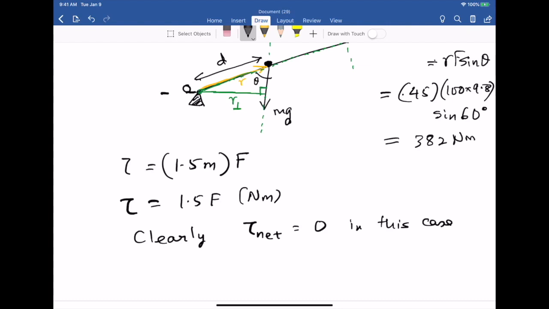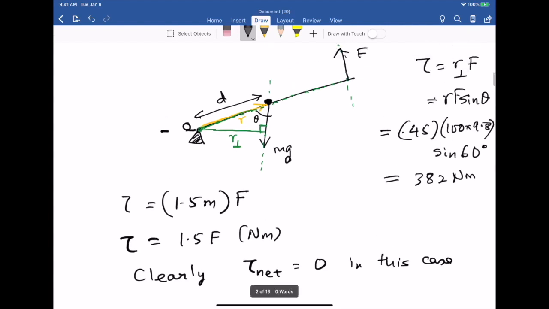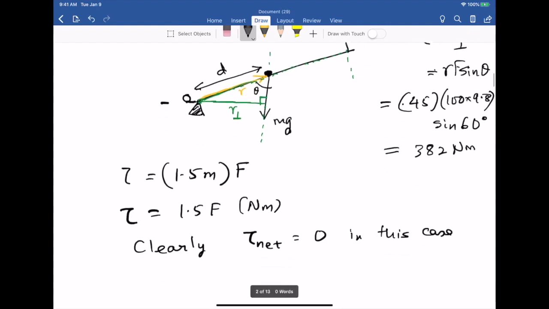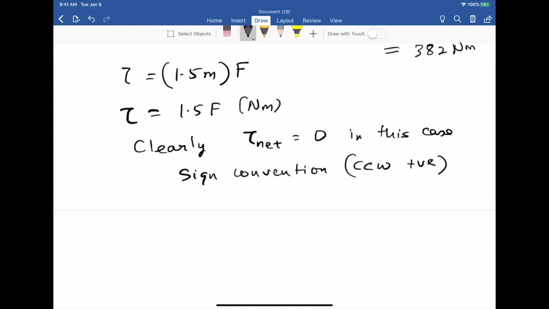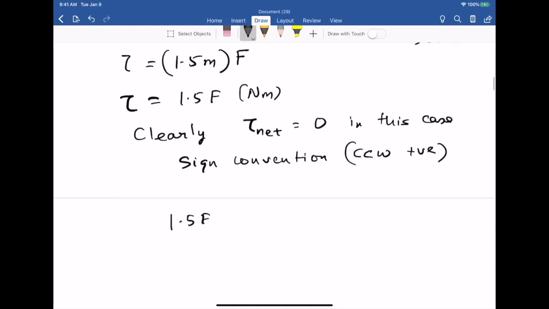So mg is a clockwise torque, whereas F is a counterclockwise torque, right? F exerts a counterclockwise torque. So if we use the sign convention, you can choose whatever sign convention you like. Let's say counterclockwise is positive. That's completely arbitrary, that choice that I just made. So in that case, the torque due to F would get a positive sign, 1.5 F, and the torque due to mg would get a negative sign. And so I'd put a minus over here.